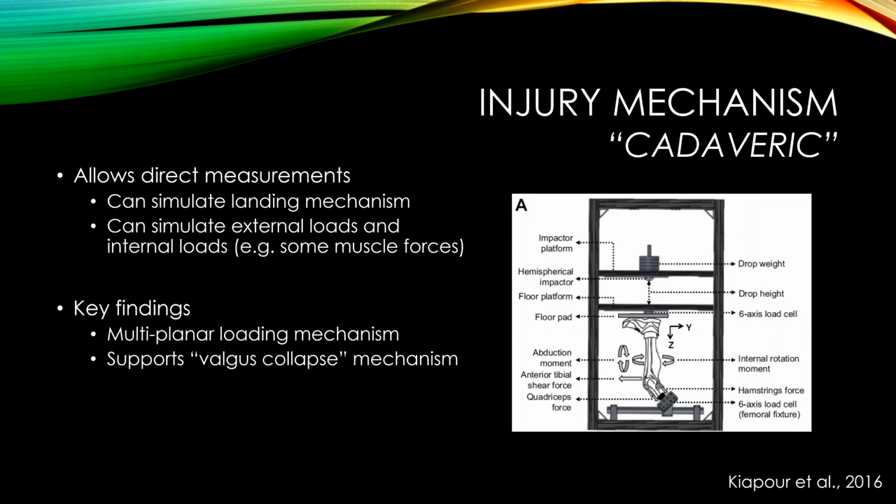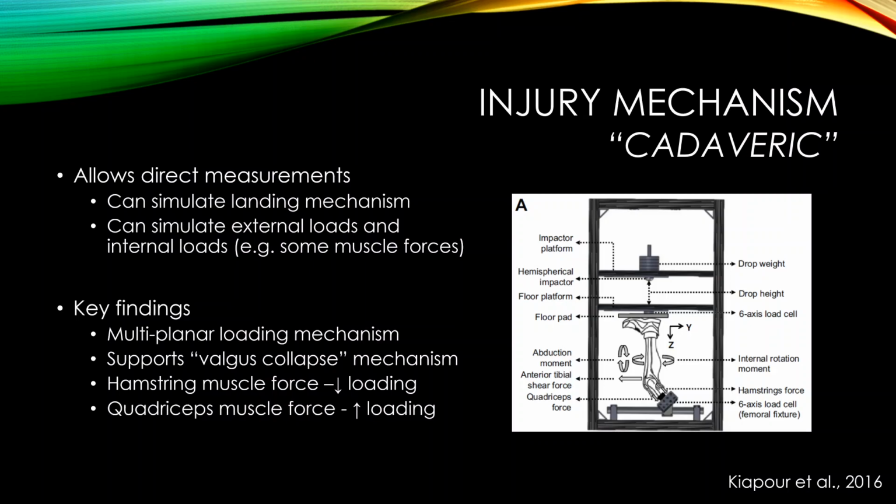Now, some other really important findings from these studies is that they've actually been able to find that if you increase the hamstring muscle force, that tends to reduce the amount of loading on the ACL. And if you increase the amount of quadriceps muscle force, that actually tends to increase the ACL loading. Now, I'll explain the mechanism of this later on in this video series, but for now, just appreciate that that's one of those key findings that we've been able to take from these cadaveric models.